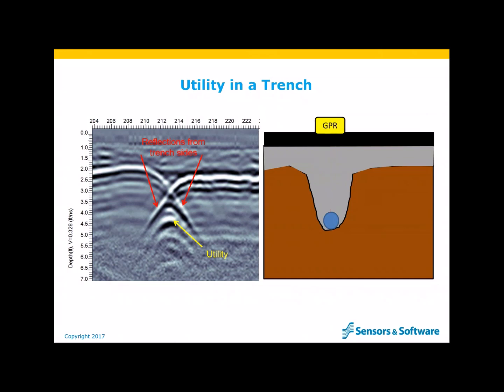As it moves to the right side of the trench, it now gets reflections from the left side of the trench, starting off shallow and getting deeper and deeper as it moves further away. Hopefully that's a bit of an explanation on why you see this sort of thing. A very common mistake that people make is the bottom of the X looks an awful lot like a hyperbola itself. So they interpret that as being the utility. And it turns out the utility may be deeper down.